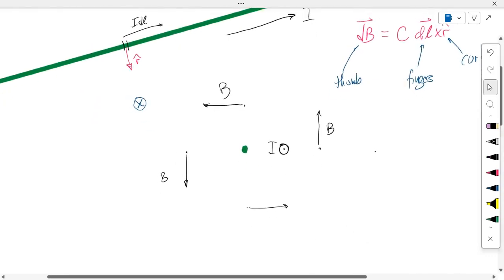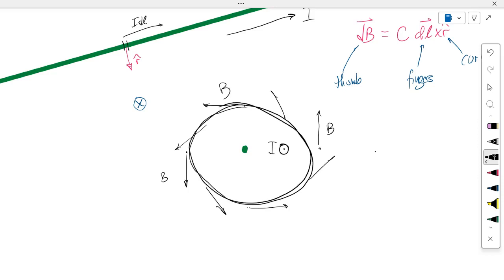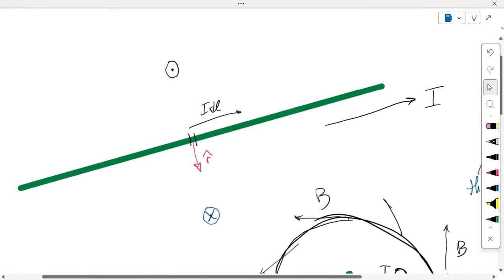At any place, the directions of I dL and r hat are perpendicular, and so you're always going to get a B that points perpendicular to those other two vectors. And what you get is a field that does this. Magnetic fields are continuous. It's a circle.